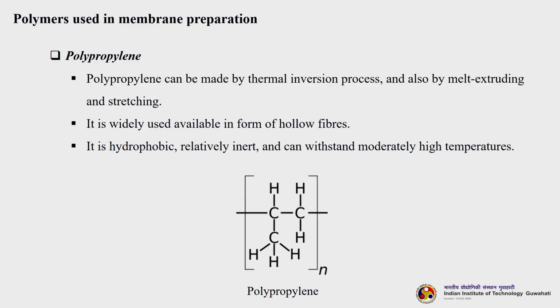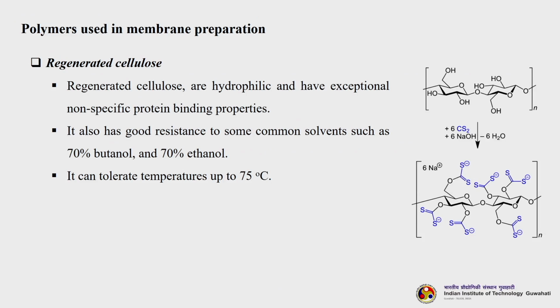The next class is polypropylene, PP. Polypropylene can be made by a thermal inversion process and also by melt extruding and stretching. It is widely available in the form of hollow fibers, and it is hydrophobic, relatively inert and can withstand moderately high temperatures. So, the next class is regenerated cellulose.